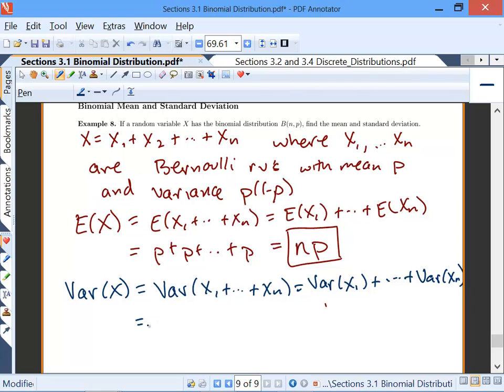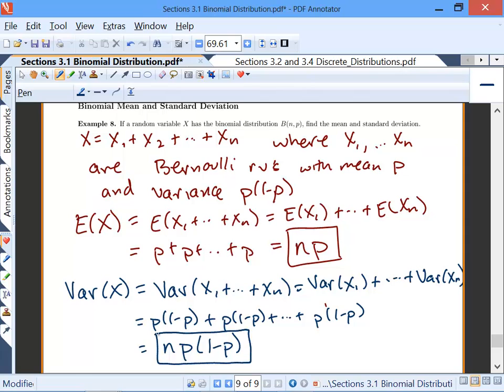And we know that each one of those variances is p times 1 minus p. So the second variance is still p times 1 minus p. Up to the last variance is still going to be p times 1 minus p. And so if I add them all up, how many times do I add them up? N times. So we have n times p times 1 minus p. And that is my variance.